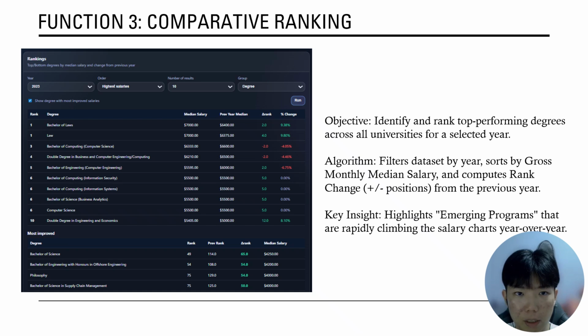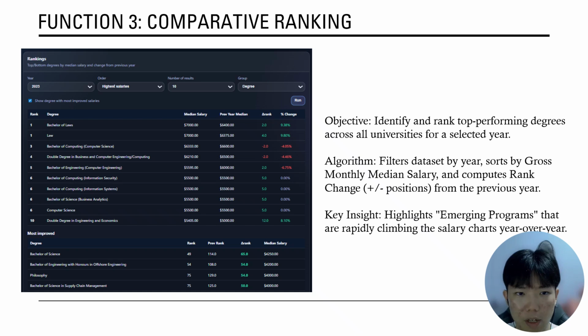My name is Aaron and I'll be talking about functions 3 and 4. Function 3 is comparative ranking, which helps users identify the top paying degrees across all universities for any selected year. We start by filtering the dataset by year, then we sort all degree programs by gross monthly median salary. This gives a clear ranking from highest to lowest.